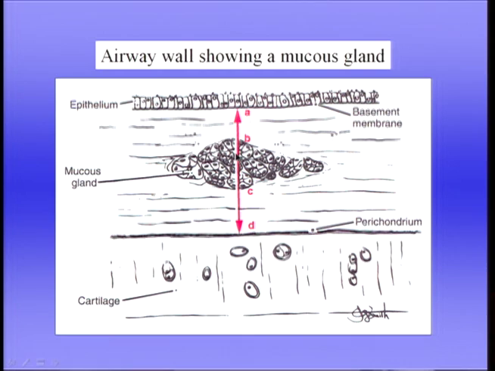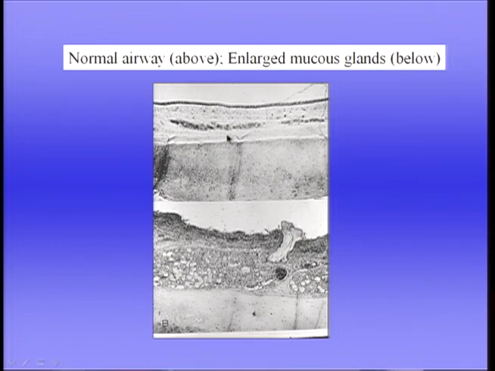In fact, let's look now at what happens in chronic bronchitis. First of all, at the top here, and it's not as clear as it might be, but this is the top airway here.